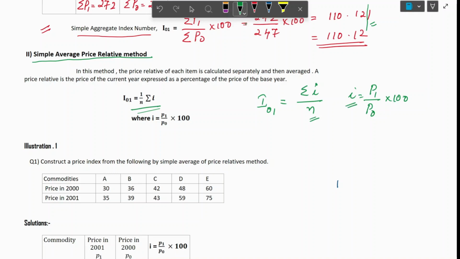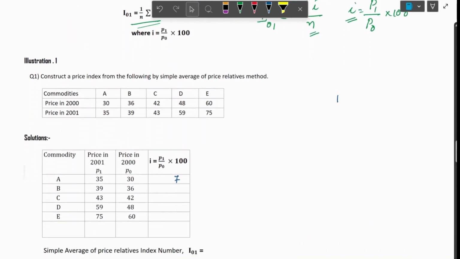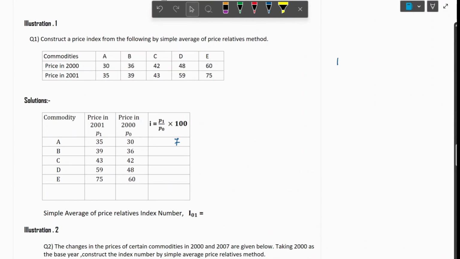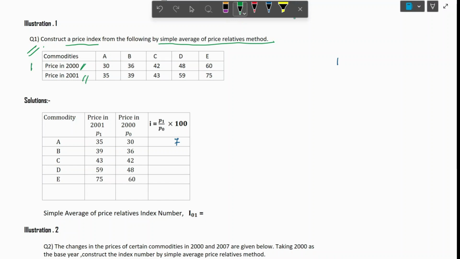Now we will solve the question. Through the question, we will get a proper idea. Read the question, that is example number 1. Construct a price index from the following by the simple average of price relative method. Here the columns are commodity list A, B, C, D, E, and price in 2000 and 2001. 2000 is the base year and this is the current year. Here, this is your P0 and this is your P1.